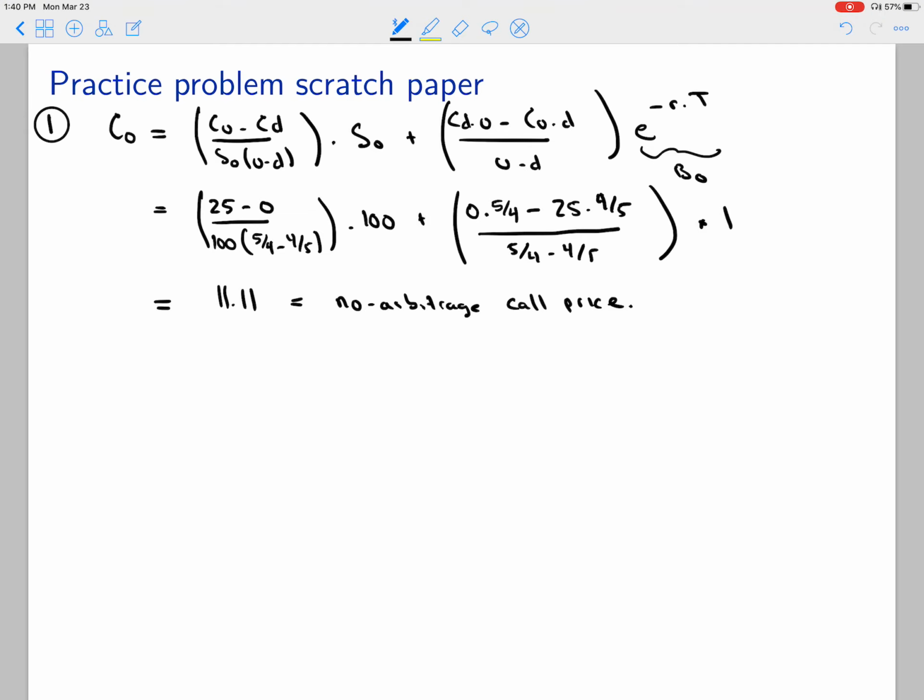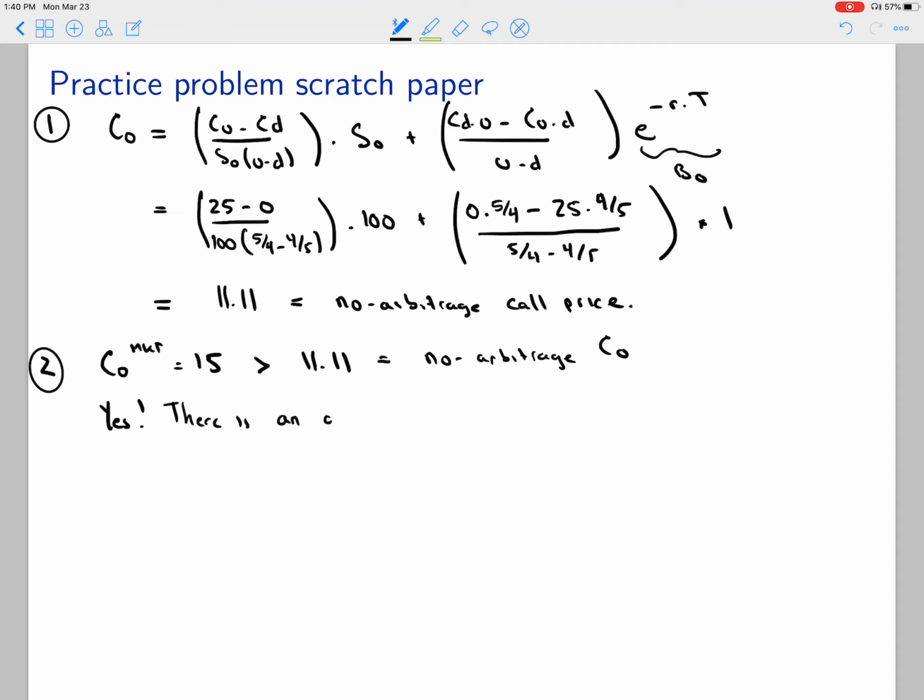Okay. Recall that the market price, let's talk in part 2. Recall that the market price on the call option was equal to $15. Note that this is greater than $11.11, which is the no arbitrage call price, C0. And so yes, since these two deviate, yes, there is an arbitrage.